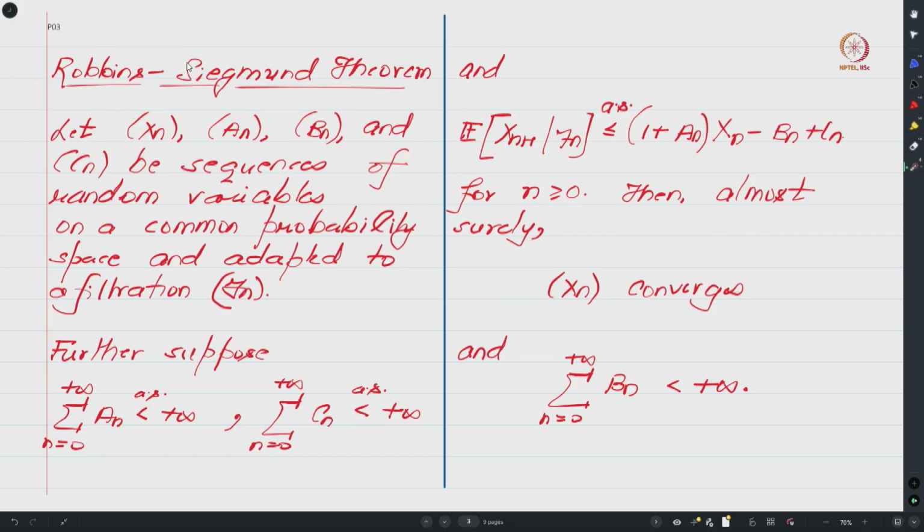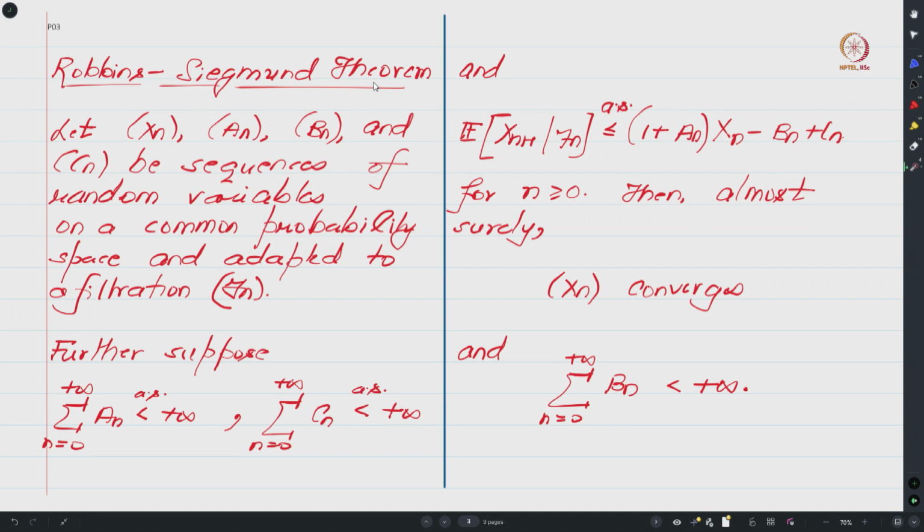in the convergence analysis of stochastic approximation algorithms. However, my TA for this course, who is also doing a postdoc with me, Dr. Anik Kumar, pointed out that maybe we can come up with a simpler argument for showing this result, and I agree with him. So the simpler argument is by invoking this Robbins-Siegmund theorem.